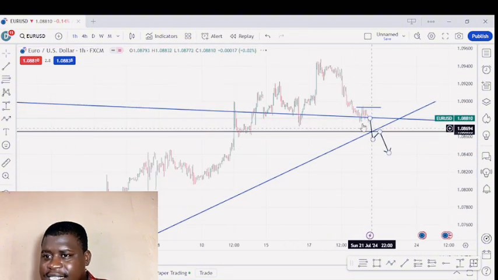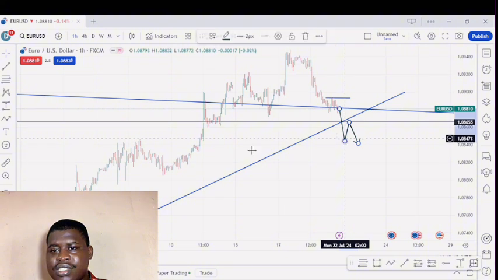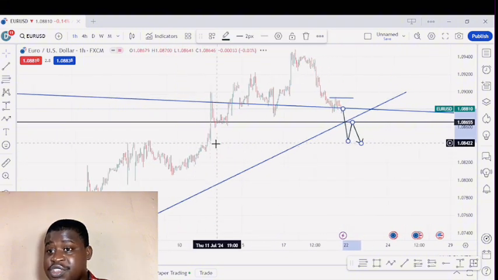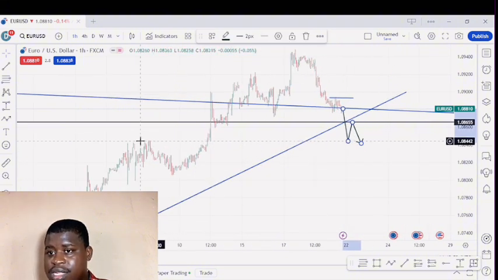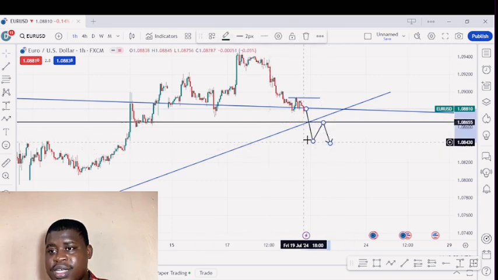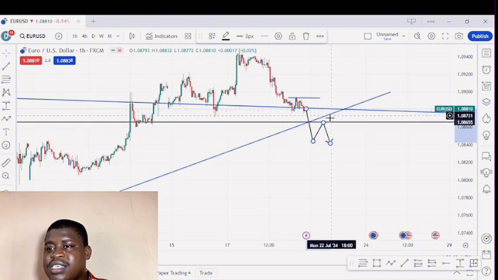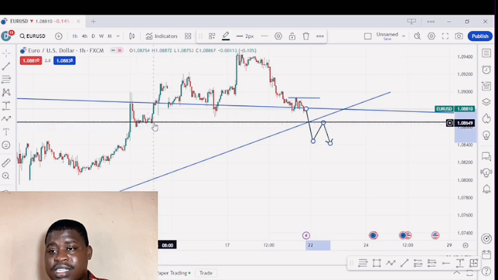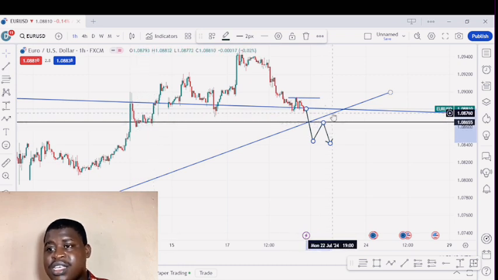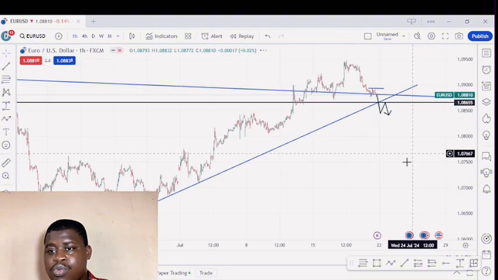Don't take any trade here. Just wait for the market to clear out this region. There is a resistance here which I think the market might respect. There's a level here which I think the market might respect. It might break out and retest this trend line, or retest this horizontal line, which is this resistance. It might respect the resistance or this trend line before it continues downward.